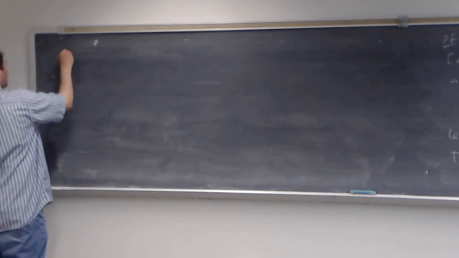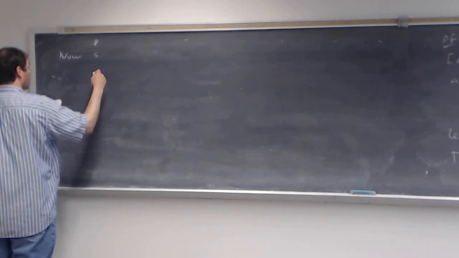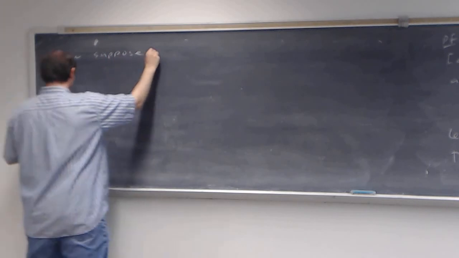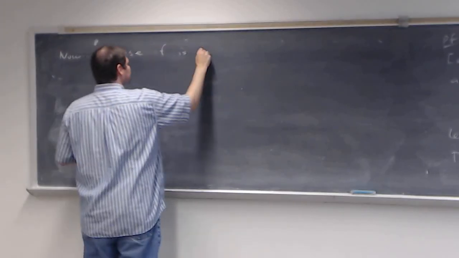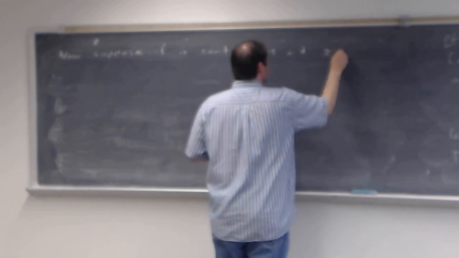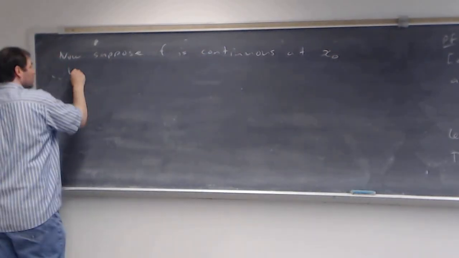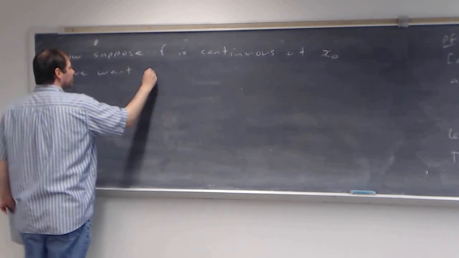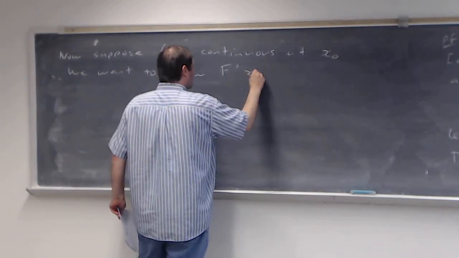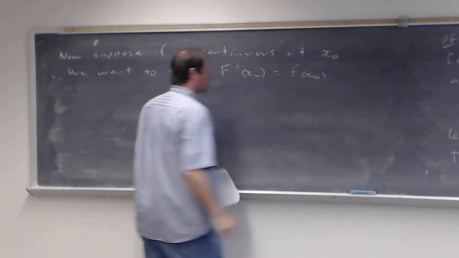Okay, now to get to more of what the theorem says, suppose f is continuous at x naught. What we're trying to do is show that F prime of x naught equals little f of x naught. That's what we want to show.